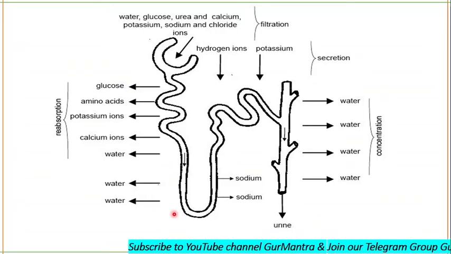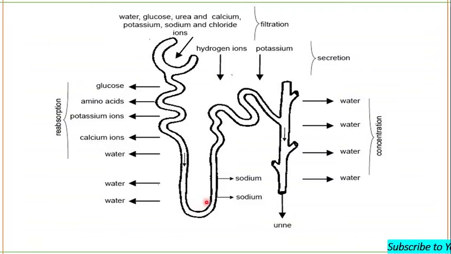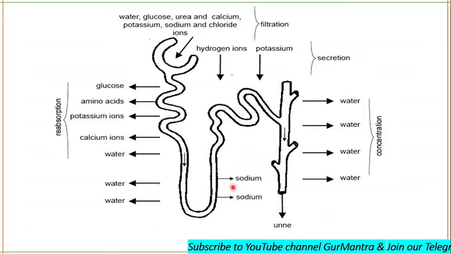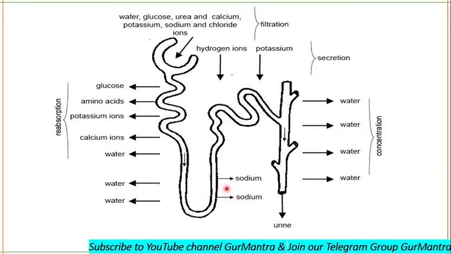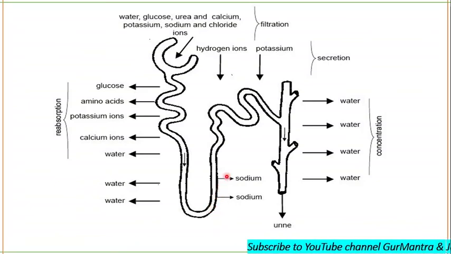Okay, the ascending segment of the loop of Henle includes both thin and thick segments, as you know now, and these are virtually impermeable to water, more permeable to sodium. See what happens: the thin ascending loop of Henle has a much lower reabsorption capacity than the thicker one.